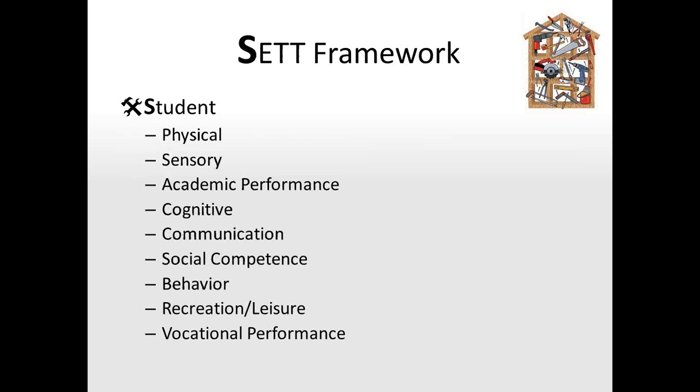The SETT Framework is an acronym, and the first letter is S for Student, because we're going to look at the student. What is it about the student that we need to consider for assistive technology? What is their physical, their sensory, their academic performance, their cognitive ability, their communication, social competence, behavior, recreation, leisure, vocational performance? These are all some things to consider.